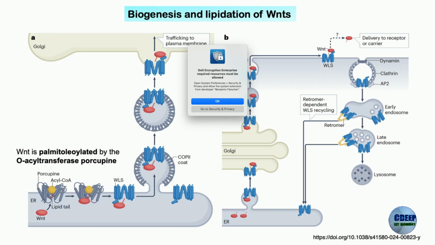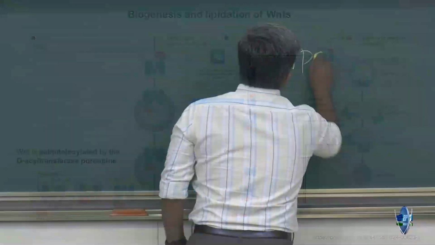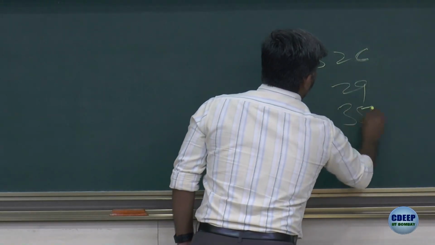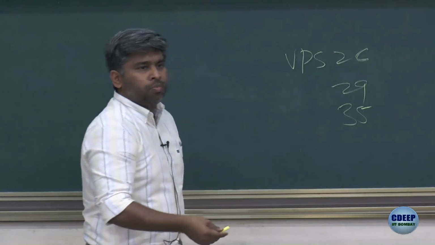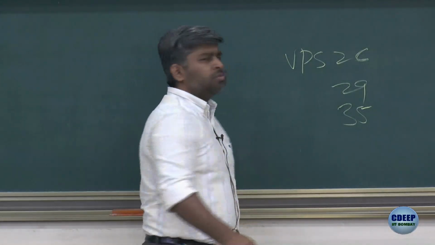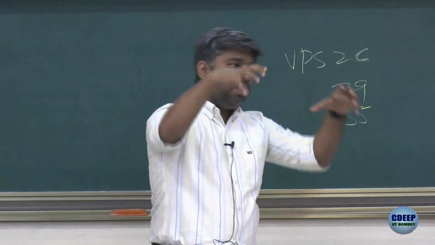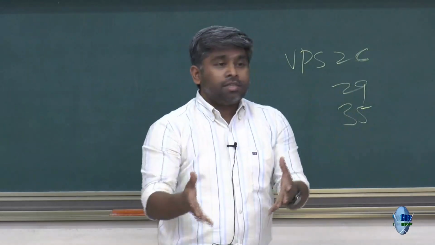Retromer complex will have VPS26, 29 and I think VPS35. So these are other retromer complex proteins, they come into the picture, and there are some sorting nexin family proteins. They have these BAR domains which can bend the membranes. This is a very interesting space actually.